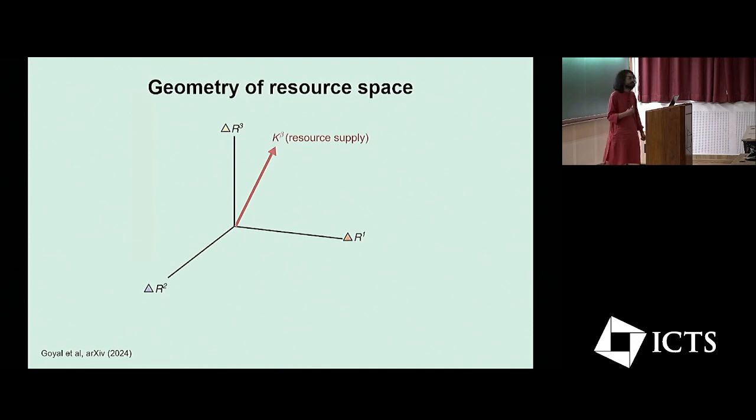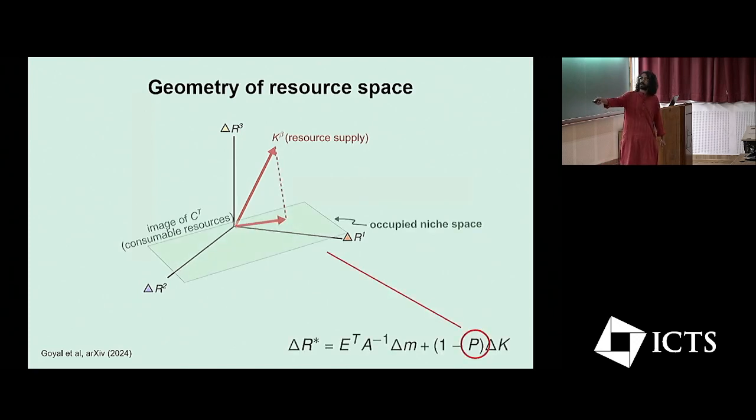Similarly, you can look at the geometry of resource space. This one is slightly more interesting. So here again, we have the axes which represent the changes in the abundance of resource 1, 2, and 3, and so on and so forth. And what this solution means is that there are again 2 vectors that you sum up. The first one is saying take whatever perturbation to your resource supply was. This P turns out to actually be a projector. And so really what you're doing is projecting the resource supply onto the image of all the consumable resources. That's one of those vectors.